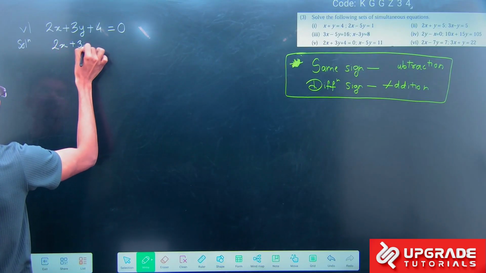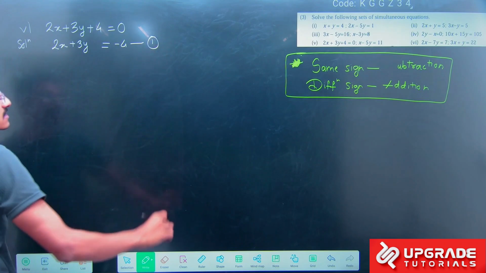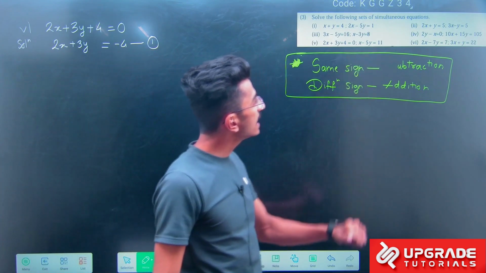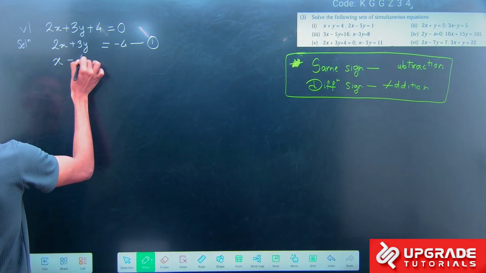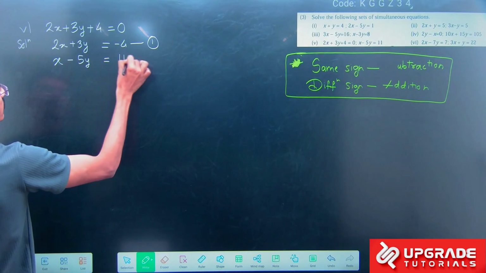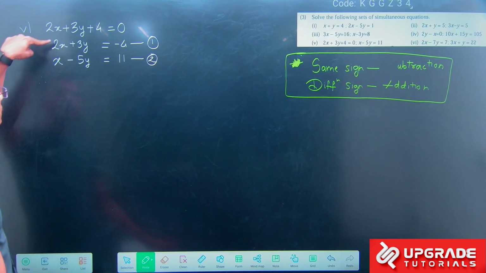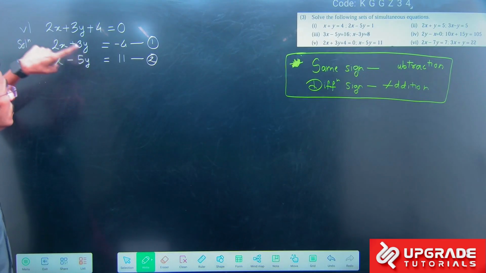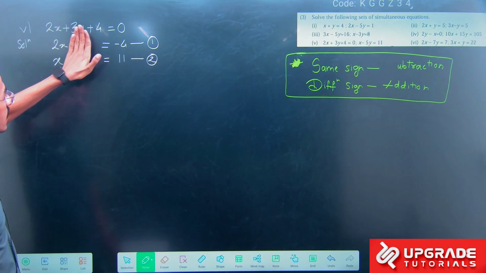2x plus 3y plus 4 will go to this side and become minus 4, and I'll write this as equation number 1. Equation number 2 is x minus 5y equal to 11. Now check the coefficients by the elimination method. We are going to solve. The coefficients 2 and 1, 3 and 5 are not the same. So let's eliminate y now.